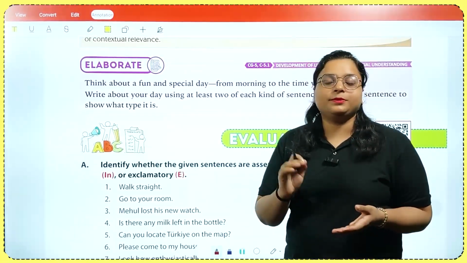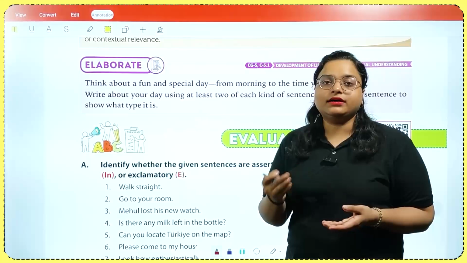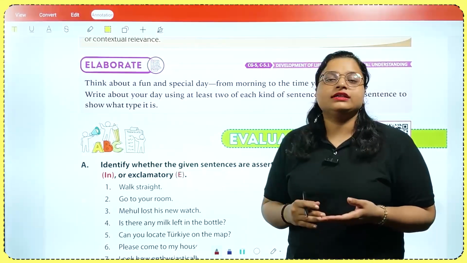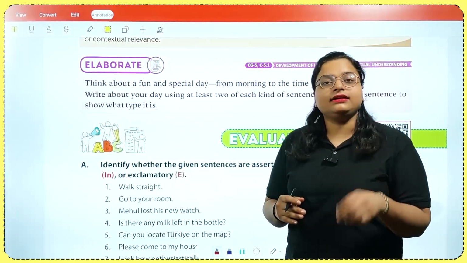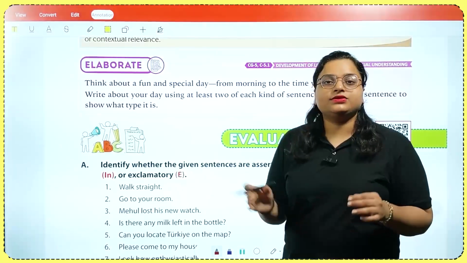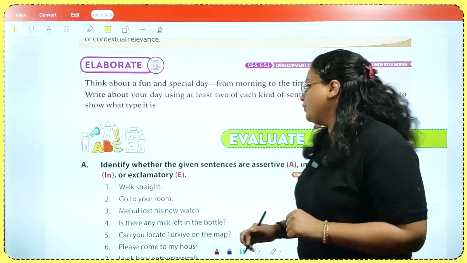So this is an imperative sentence. My mother asked me, what will you have for dinner? So this is an interrogative sentence. Like this, you can complete the whole paragraph on your own.